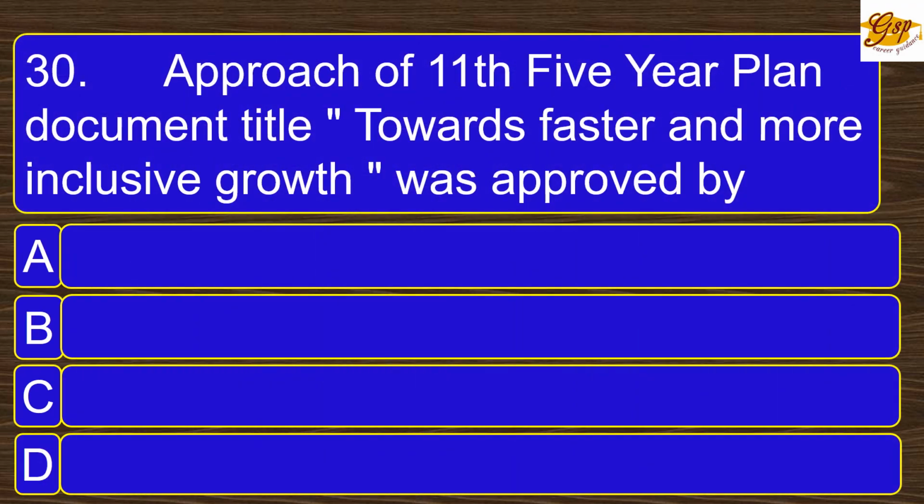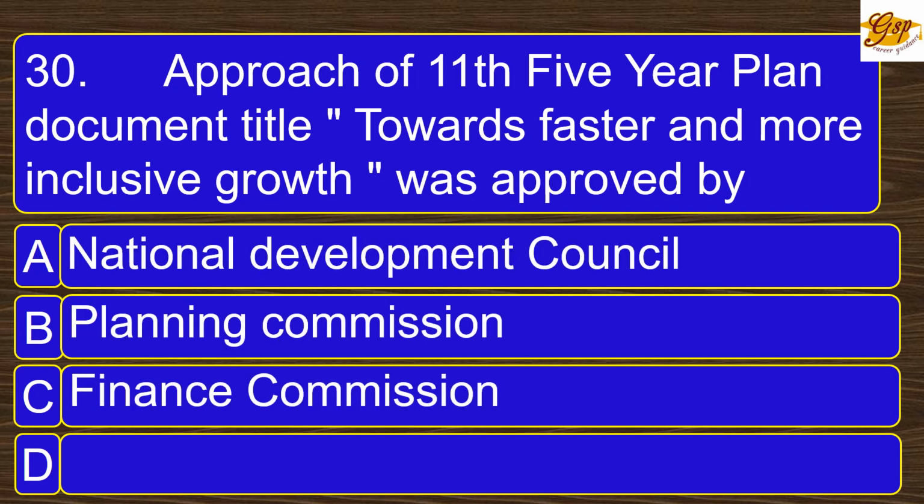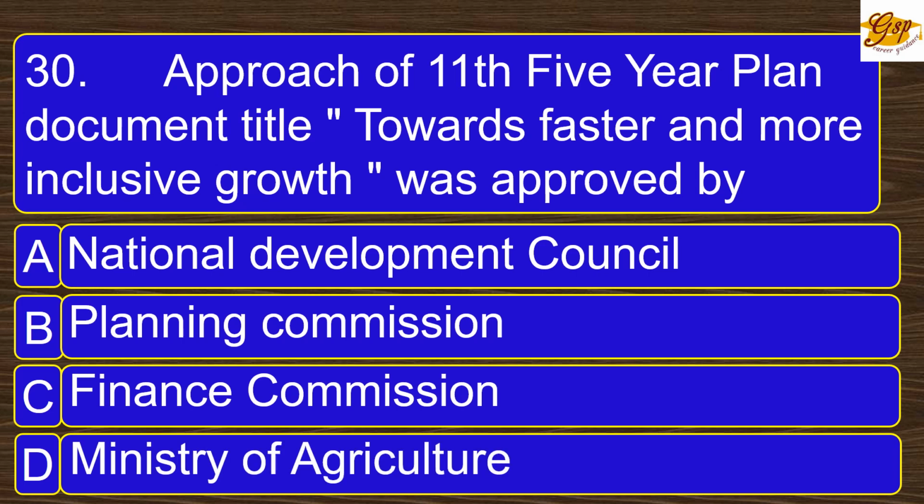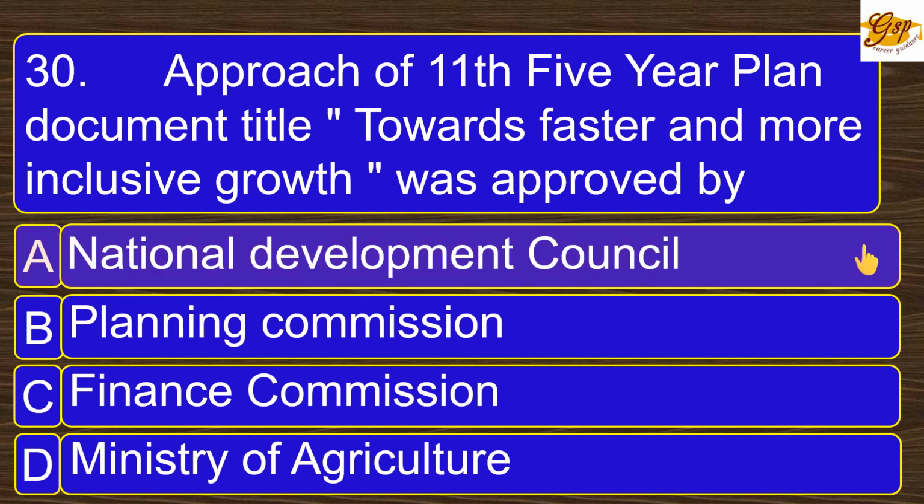30th question. The approach to the 11th Five-Year Plan document titled Towards Faster and More Inclusive Growth was approved by A. National Development Council, B. Planning Commission, C. Finance Commission, D. Ministry of Agriculture. The correct answer is A. National Development Council, NDC.